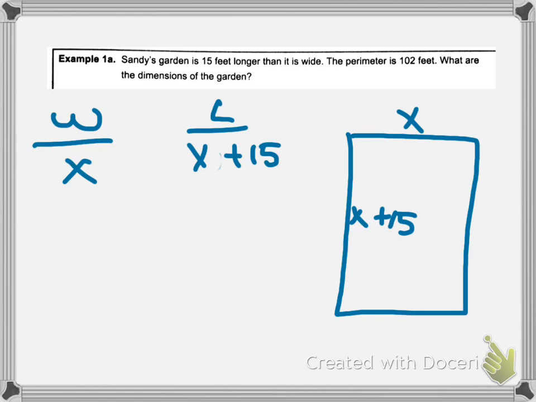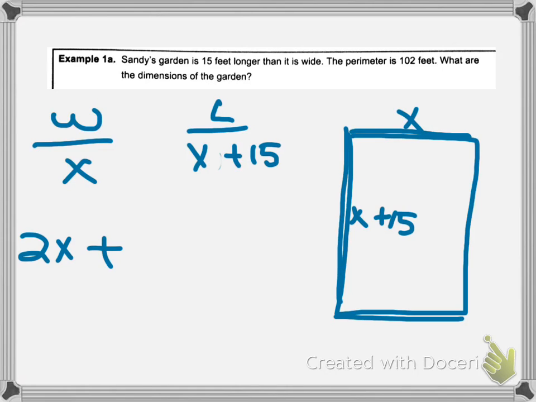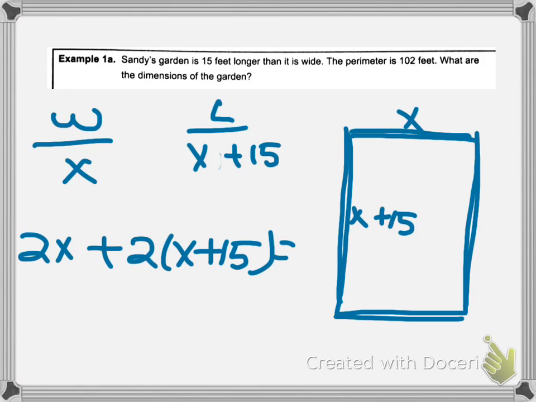Now the perimeter. How do I find perimeter? What is perimeter? The outside. Yes, so I'm going to take this x, and this is also x. So I'll have x plus x, or two x's. Does that make sense? And I'm going to add this here, and there's two of them. So I'm going to have 2x plus 2 times 15 equals, and it says 102.